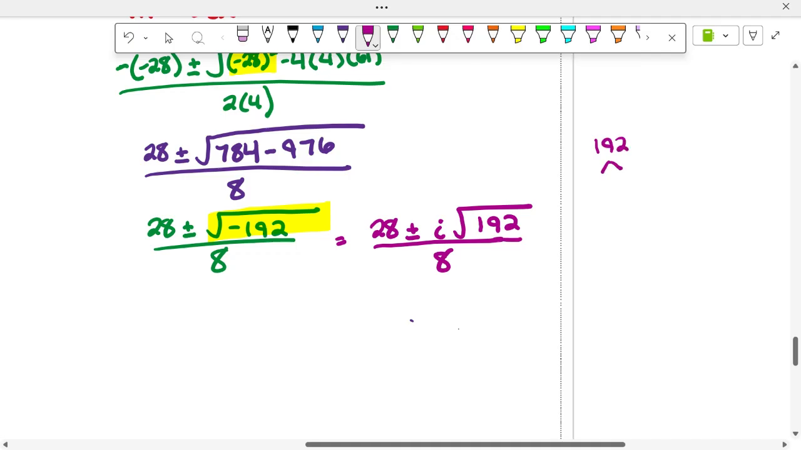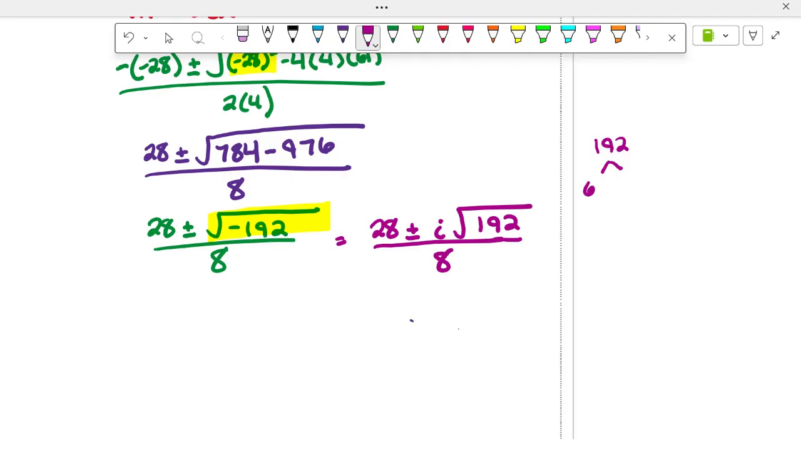So remember, because I saw some people stop at 16, because it can go into 16. So 16 times something gives you that. 16 times 12. But the problem is 12 still has a perfect square in it. That's why I tell you keep dividing until you can't really go past anything. So what is the largest perfect square that 192 can be divided by?